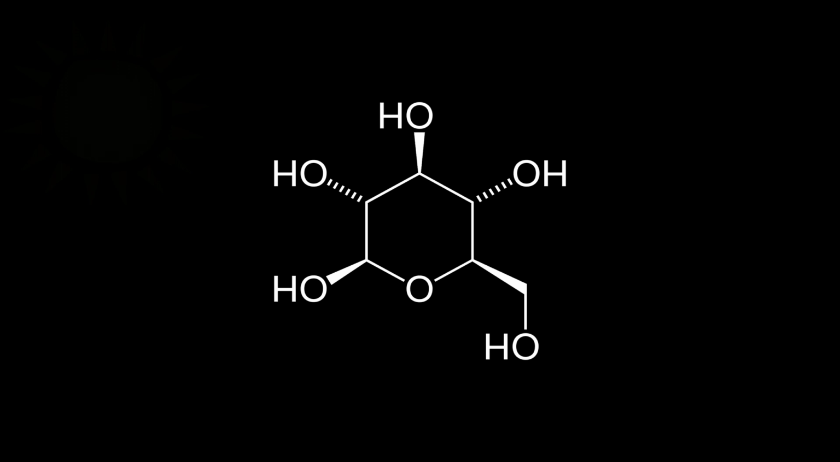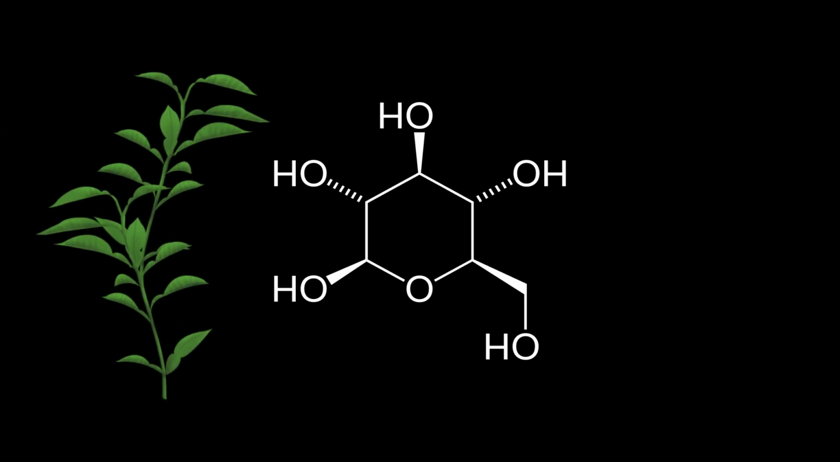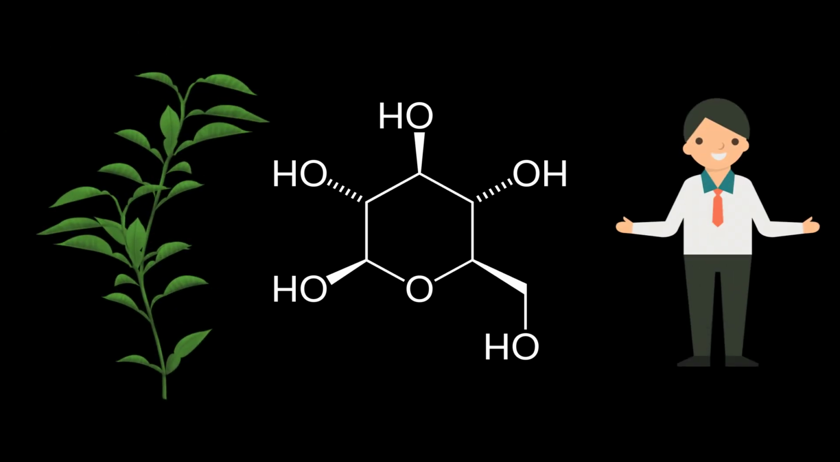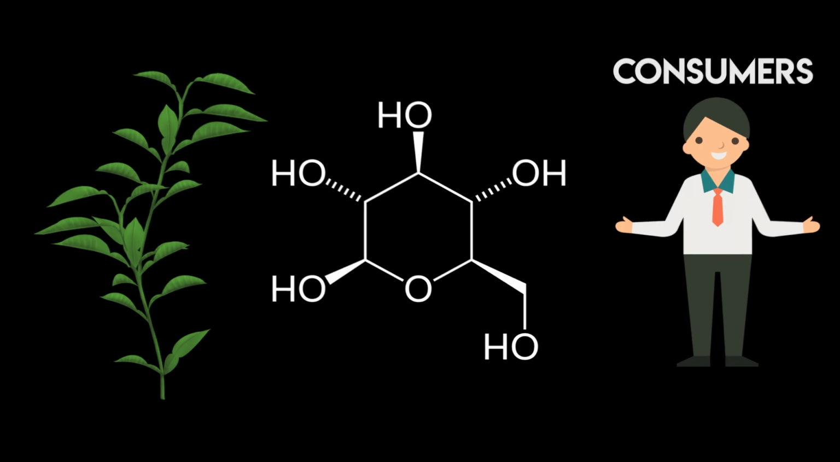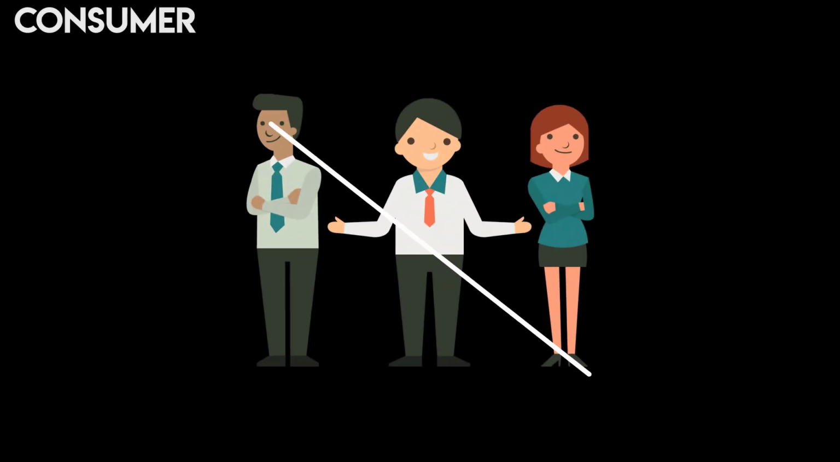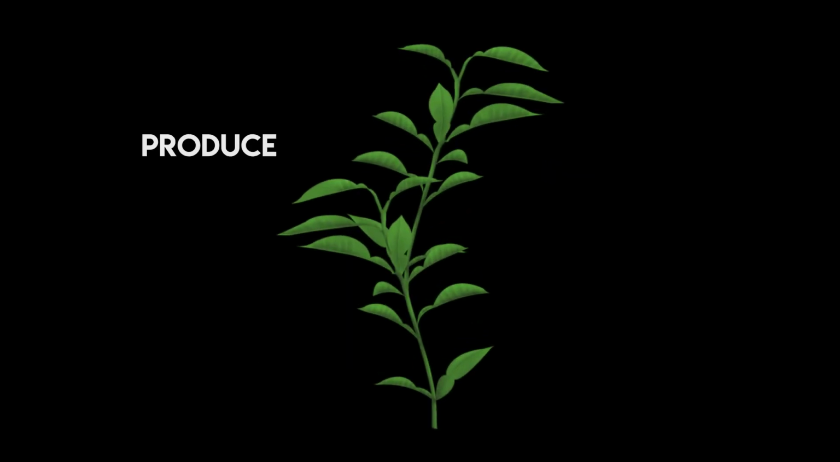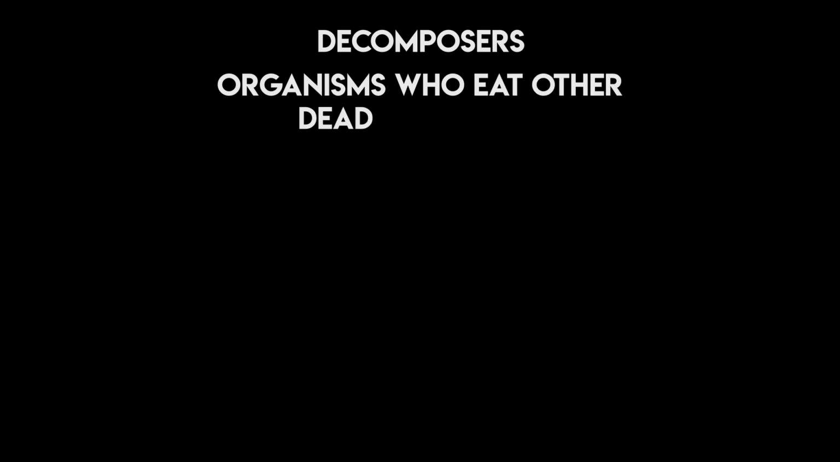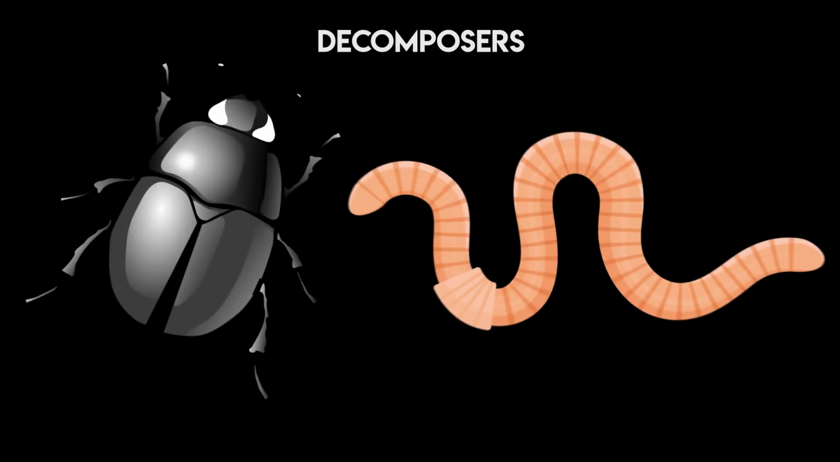The glucose is used to power the plant and can eventually be consumed by a human or other animal, who are called consumers. A consumer is an organism that cannot produce its own food, so it must rely on consuming other organisms. So, a plant is a producer. This means that the plant is able to make its own food. Finally, there are decomposers. These are organisms who eat other dead organisms. Some examples of decomposers are dung beetles and worms.